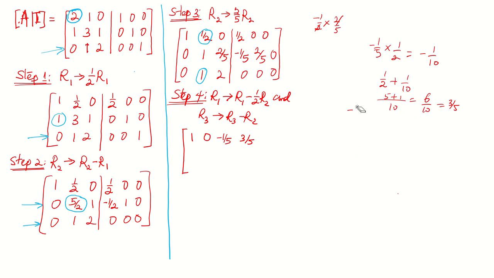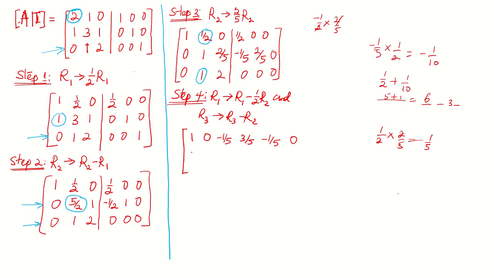So let's multiply 2 over 5 by 1 over 2. 1 over 2 times 2 over 5 will give 1 over 5, right? Then when we subtract 1 over 5 from 0, the answer will be minus 1 over 5. And the last element is 0, because when you multiply a number by 0, you get 0.